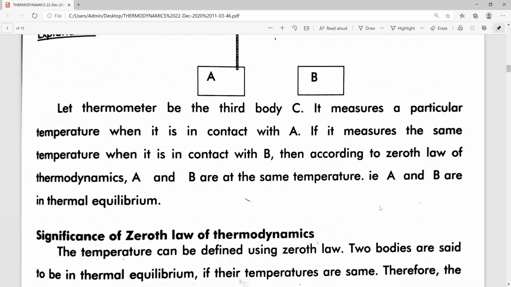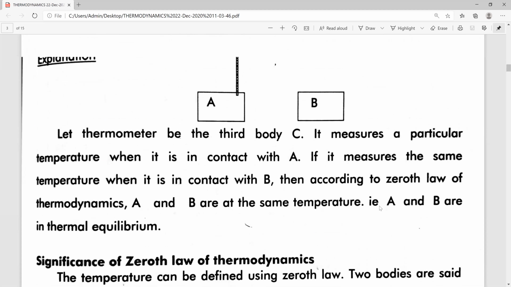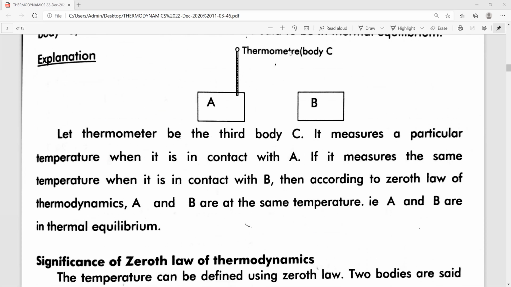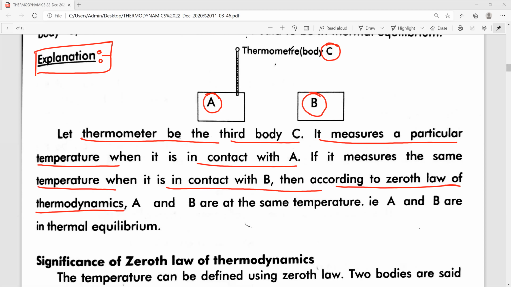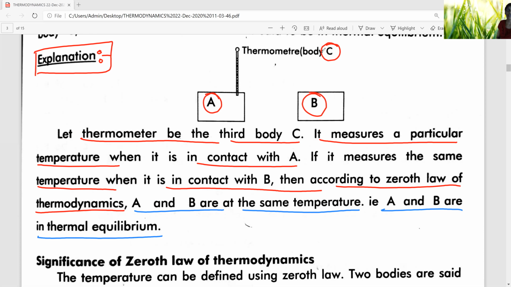Let us consider 2 bodies A and B, and if it is connected with C, let the thermometer be the third body. We take it as C. It measures a particular temperature when it is in contact with A. If it measures the same temperature when it is in contact with B, then according to the zeroth law of thermodynamics, A and B are at the same temperature. So A and B are in thermal equilibrium. You can explain this in your own words.